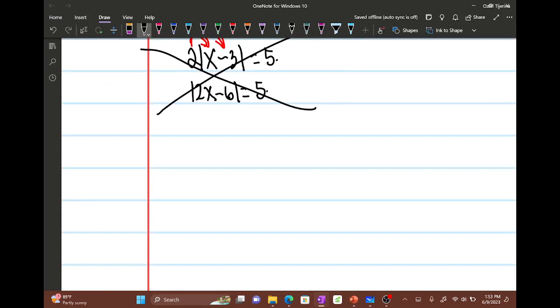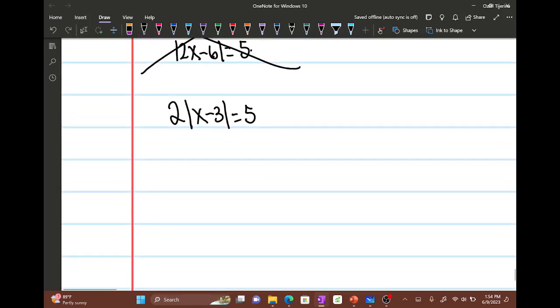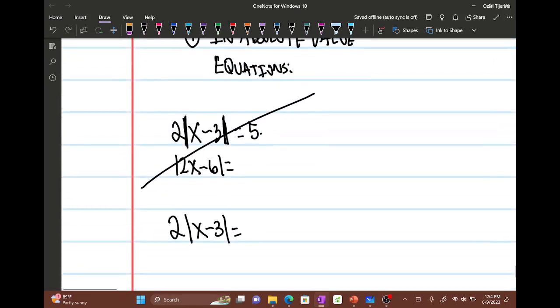The absolute value symbol is specifically there to enclose, to trap whatever's inside. So if I have 2 times the absolute value of x minus 3, and I'm having this equal to, let's actually do 4 in this case, because I don't want to do 5.